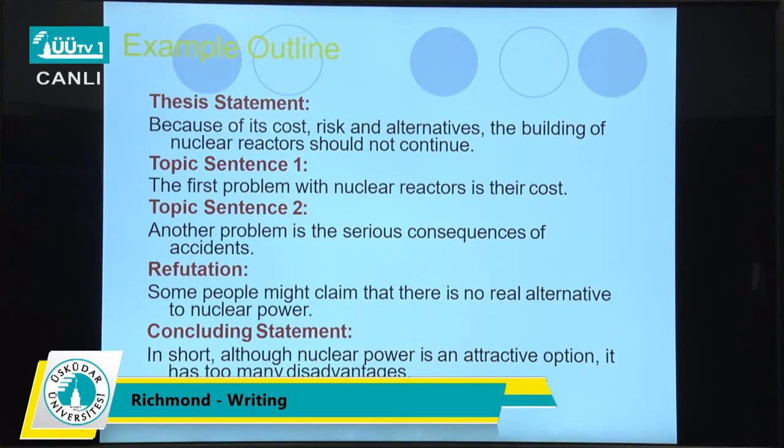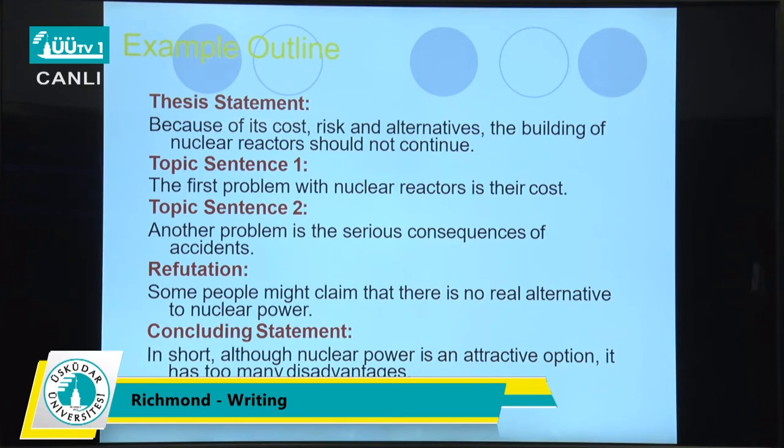Now, let's take a look at this example outline. Let's look at the thesis statement. Because of its cost, risk, and alternatives, the building of nuclear reactors should not continue. This is a thesis statement of an argumentative essay. Let's look at our topic sentences. The first problem with nuclear reactors is their cost. Another problem is the serious consequences of accidents.